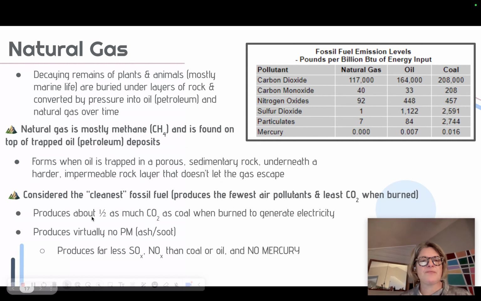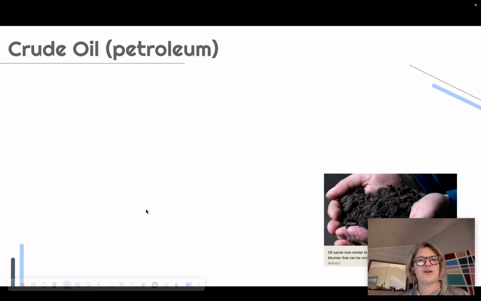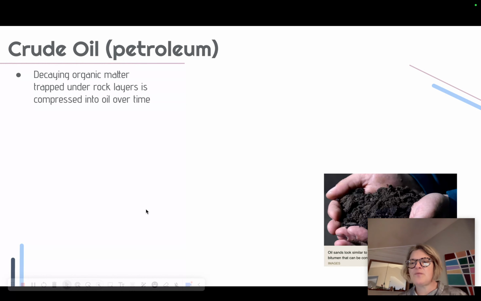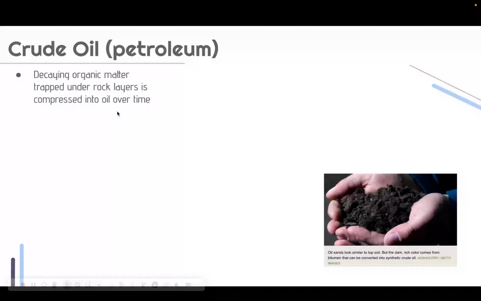And then it produces, the problem with natural gas is it produces, or not a problem, I'm sorry. We talked about the benefits by looking at that chart. And so I think we can just go ahead and move on here. I think we've covered all of that. All right, and then we've got crude oil, and I'm going to get rid of my picture here for a minute so you can take a look at what I'm talking about.